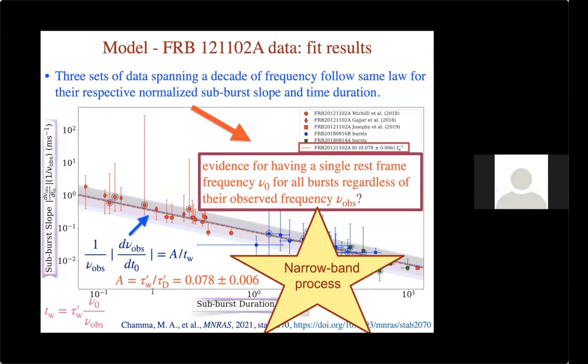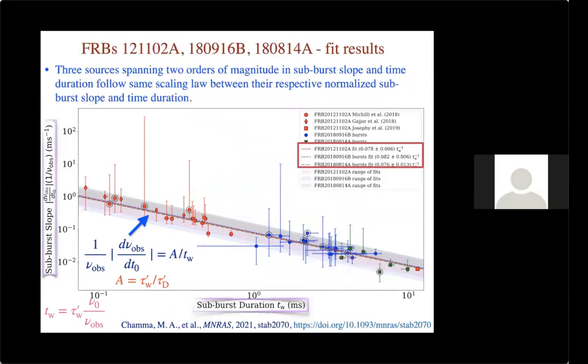So now another question that pops up is, is this law some universal law? Are there more FRB repeaters that obey this law, or a category of them that obey this law? Motivated by this, we investigated data from 2 other FRBs: FRB 180916B shown in blue with its fit as a blue dashed line, and FRB 180814A in green. And as you can see, the data from these 3 FRBs and their respective fits all obey this law.